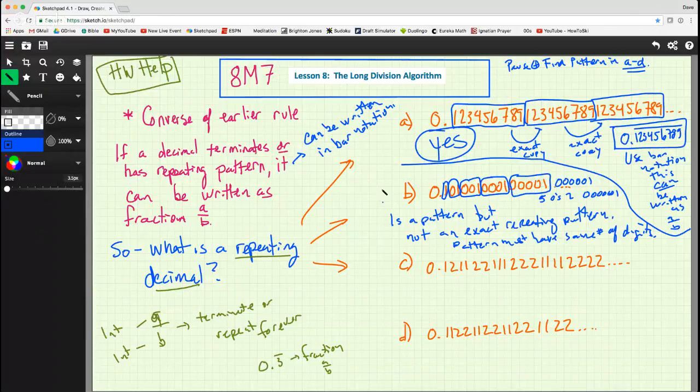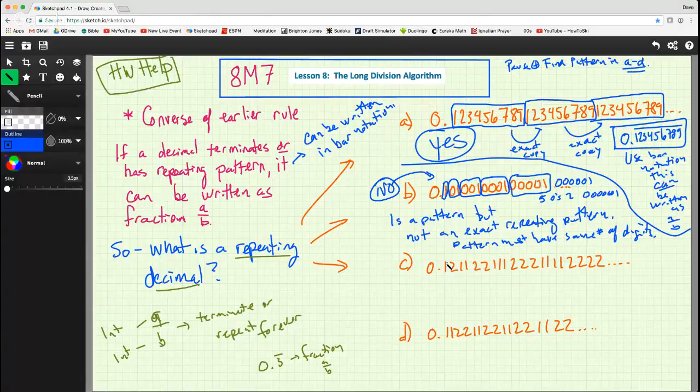So this is no. This is not a repeating pattern. This is not a repeating pattern that can be written in bar notation. You can't write it, because how would you try to write this? You can't write 0 point... It's not like that, and it's not like that. You can't write this in bar notation. So no, this is not a repeating pattern. This cannot be written as an a over b fraction where a and b are integers.